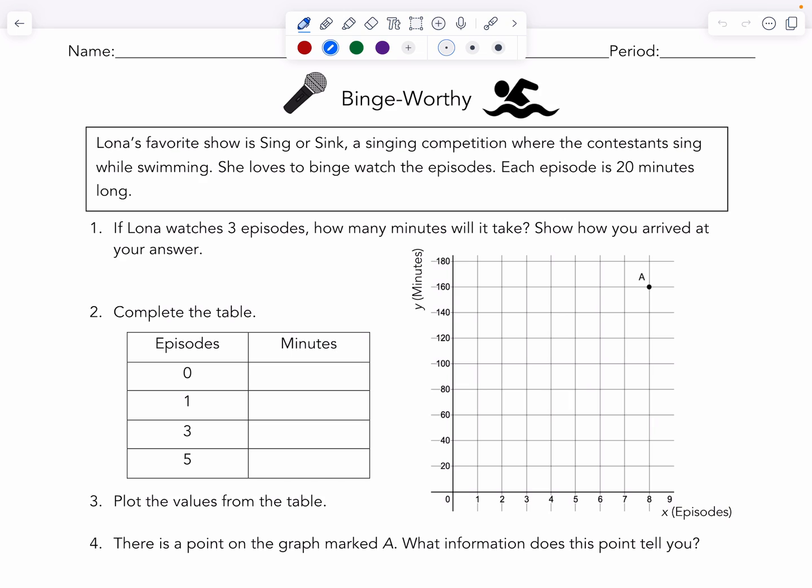Okay, so I'm going to pause the video for a second. All right, so what you should have done is 3 times 20, which is 60 minutes. Okay, so complete the table. So go ahead and pause the video. I want you to complete the table and then also plot the points on the graph over here and label parts that are important.